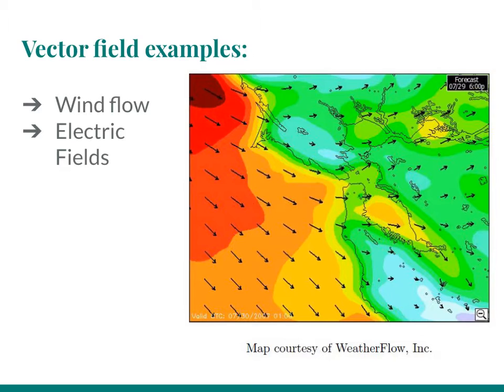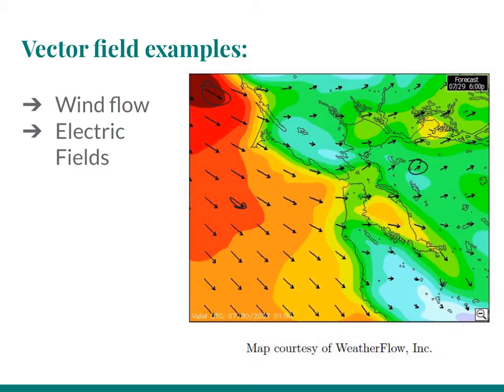You can also have fields that are comprised of vectors, so every point is going to have a magnitude and a direction. One example also comes from weather, and it is wind flow. At each point on the map there is a vector, and obviously they can't draw in all the vectors because that would be crazy, but you can see the vectors at regular intervals. They've got longer ones where there's more wind and shorter ones where there's less, showing the magnitude. You can also see the direction, so you can see the general pattern of the wind flow.